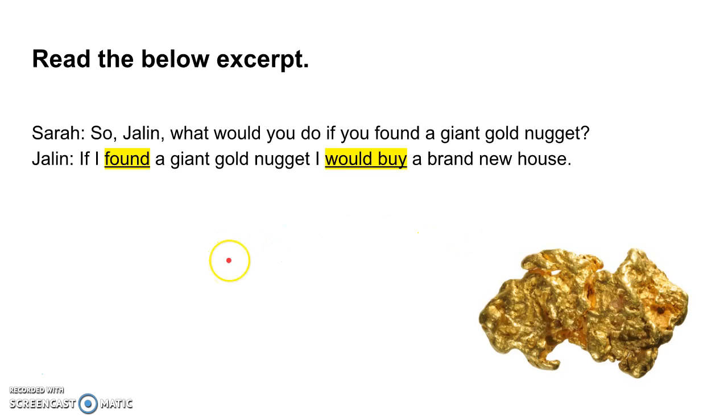So, let's first read this sentence or sentences below. There's a conversation happening between Sarah and Jalen. Sarah says, "So, Jalen, what would you do if you found a giant gold nugget?" Jalen replies, "If I found a giant gold nugget, I would buy a brand new house." In this sentence that starts with if, there are two verbs, found and would buy.